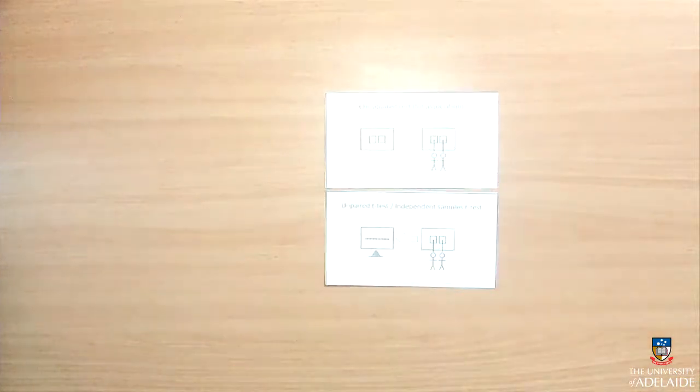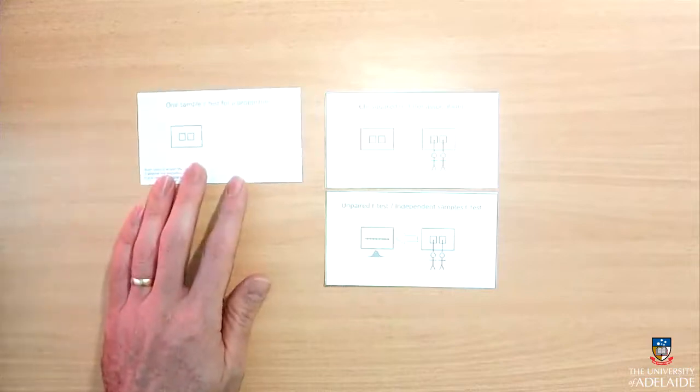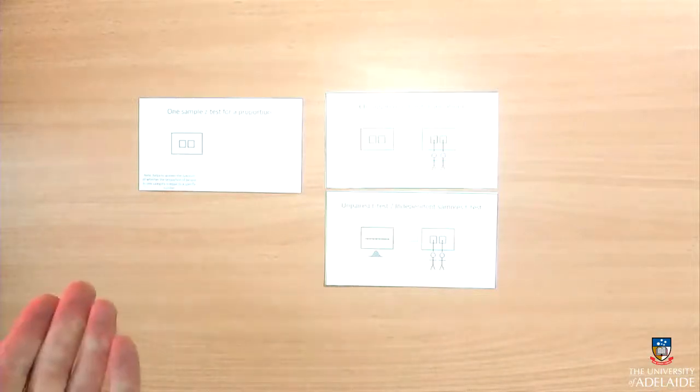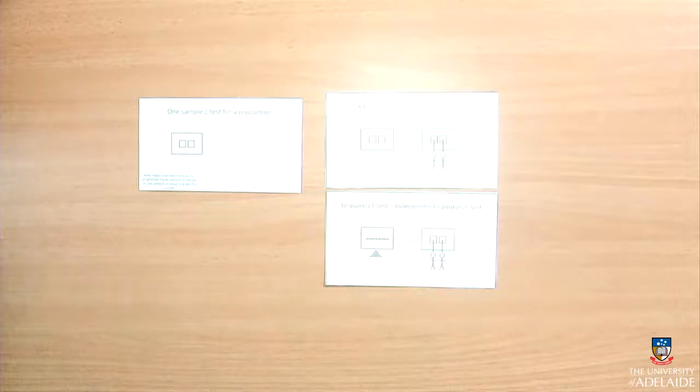If you have a single categorical variable and you're not interested in a relationship between it and anything else, you're just interested in its properties. So essentially, if you're looking at a categorical variable all by itself, really the only thing you want to know is what percentage is in each of the categories. And so you can do a one sample Z test for a proportion, which will figure out whether a particular percentage in one of those categories is what you think it is.